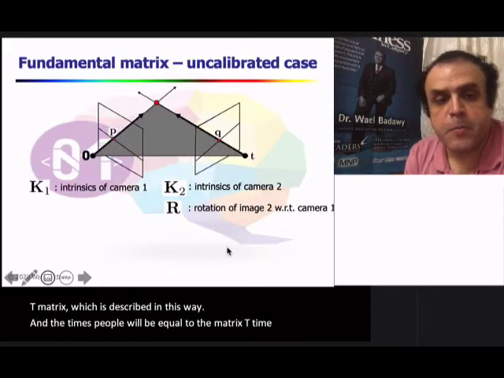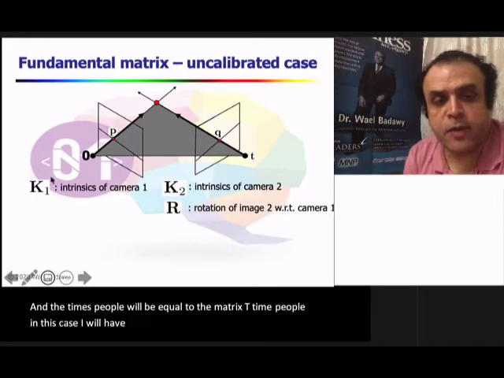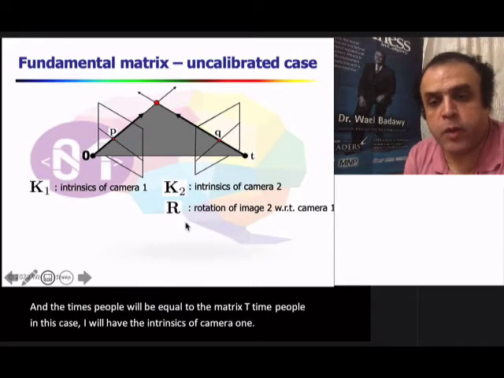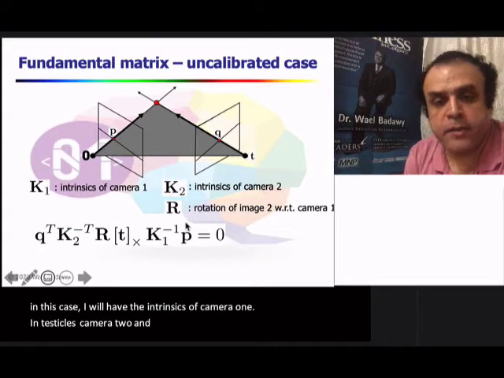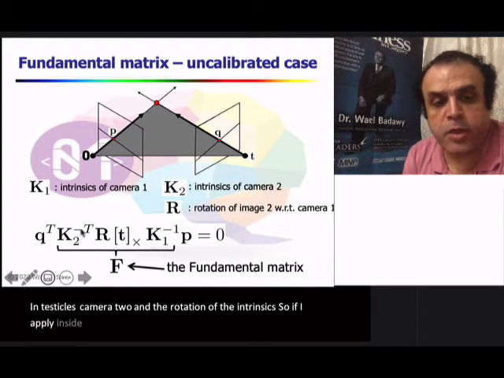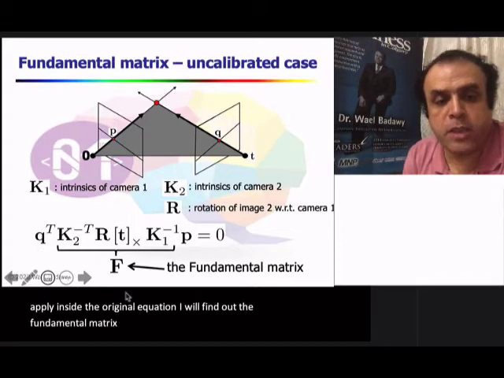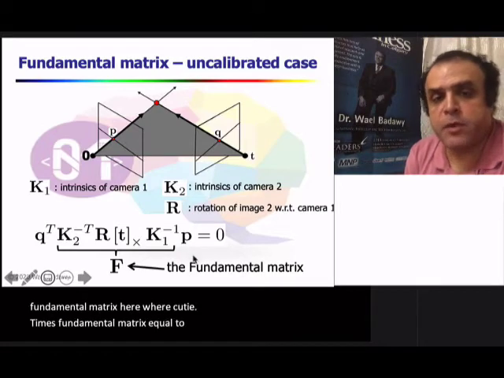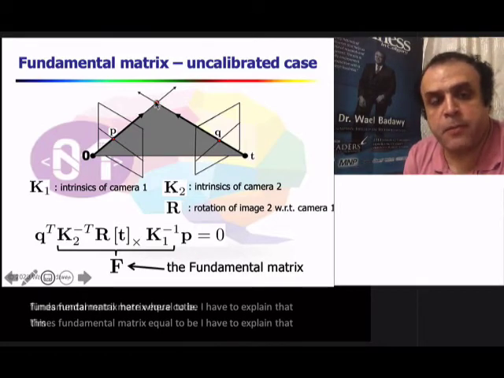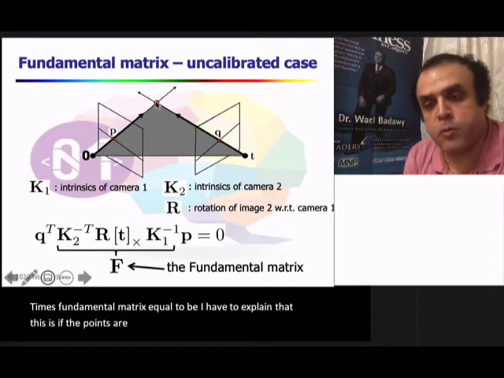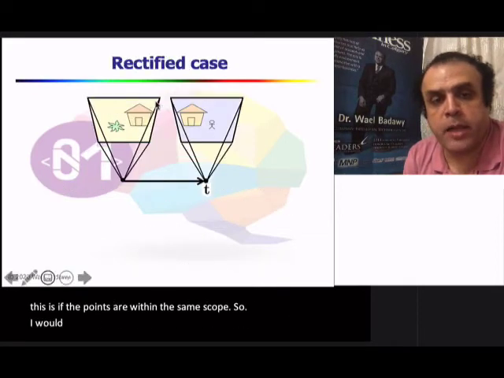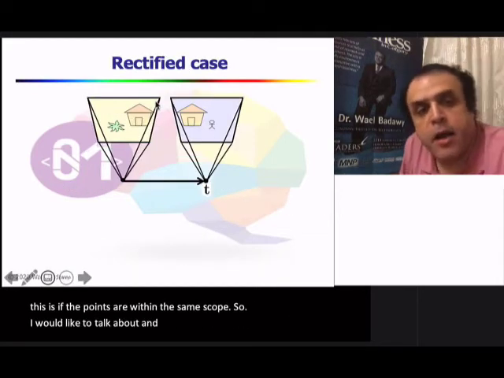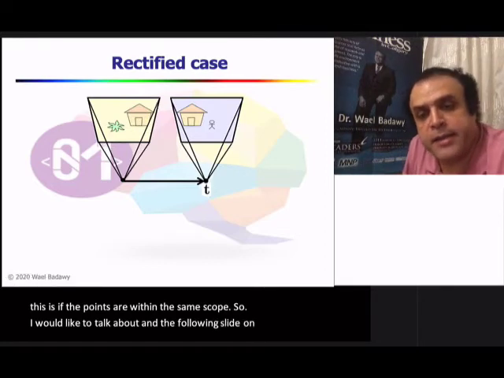In this case, I will have the intrinsic of camera 1, the intrinsic of camera 2, and the rotation. If I apply this inside the original equation, I will find the fundamental matrix, where Q transpose times the fundamental matrix equals 0. I have to explain that this holds if the points are within the same scope. So I would like to talk about the rectified case in the following slide.